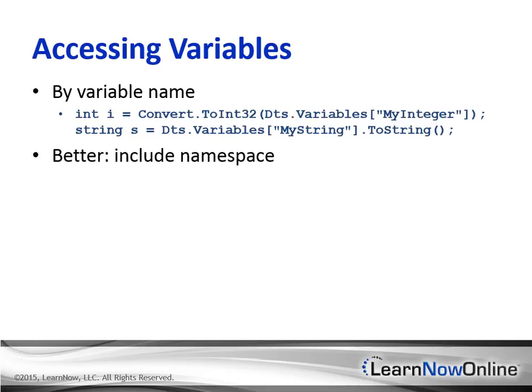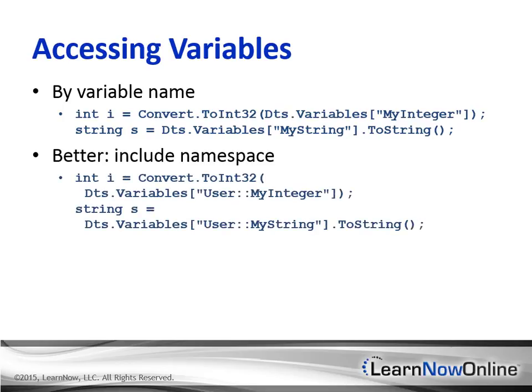Now you should generally access variables in code using their fully qualified names. So this previous code that I showed you would be better written like this. In this case, I'm including the namespace. By doing that, I avoid ambiguity problems if you have variables with the same name in scope that are in different namespaces. Both these variables, because they're custom variables, are in the User namespace.